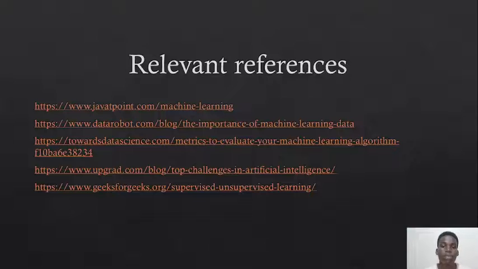We'll go to the next one, and this is our relevant references. If you want to see where we got the information we've been talking about, you can go to these sites and get more information from there.